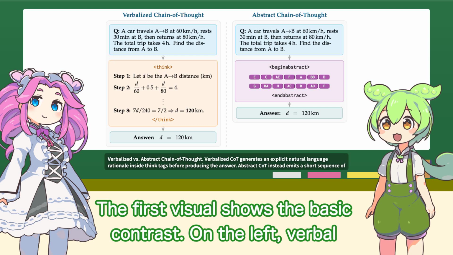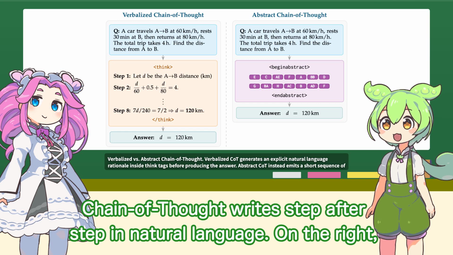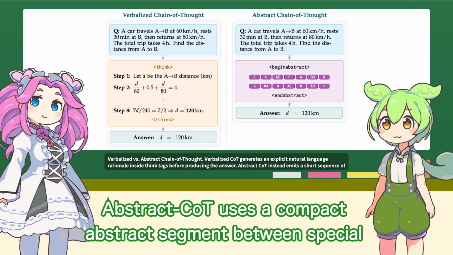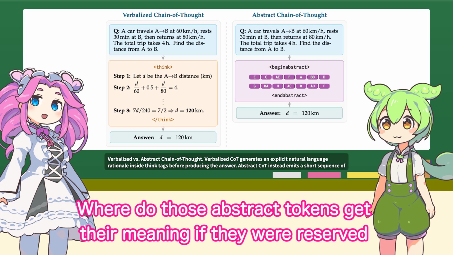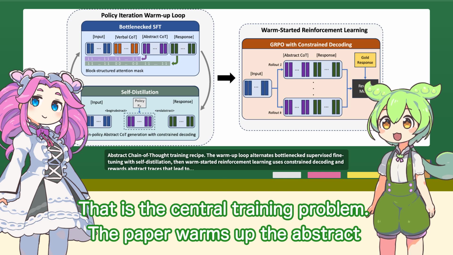The first visual shows the basic contrast. On the left, verbal chain of thought writes step after step in natural language. On the right, abstract CoT uses a compact abstract segment between special delimiters before the answer. Where do those abstract tokens get their meaning if they were reserved tokens? That is the central training problem.